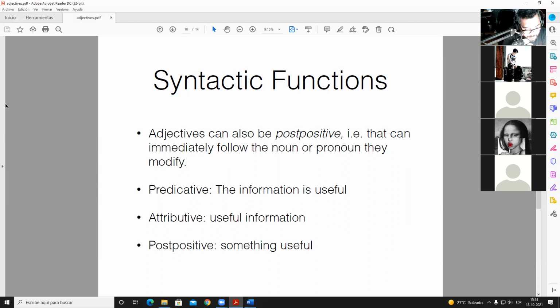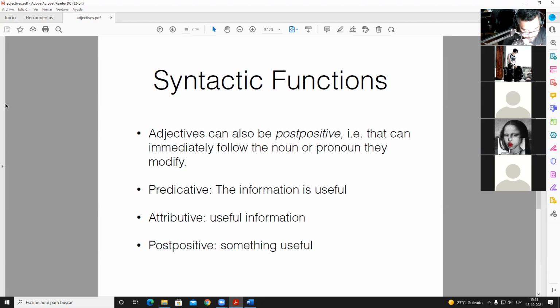Second example, attributive. We're going to say that the adjective is attributive if it is inside of a noun phrase acting as a premodifier. Useful information. Therefore, in that phrase, useful information, we have the adjective useful premodifying the noun head information. That's why it's attributive.